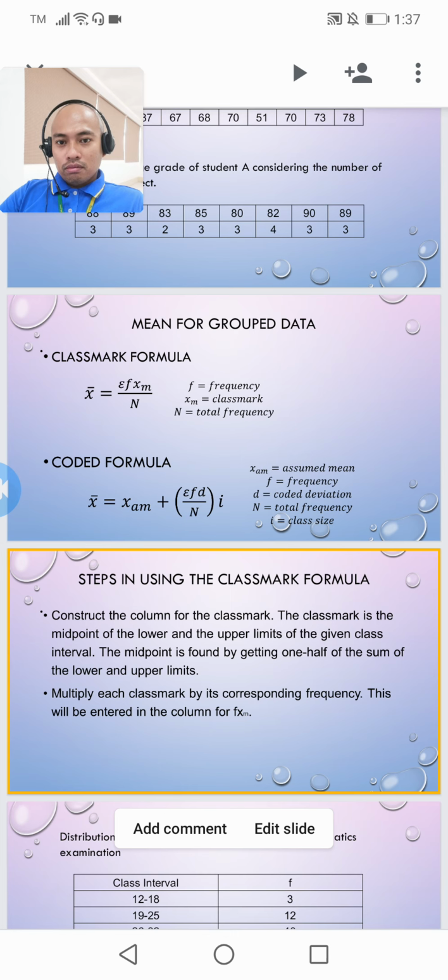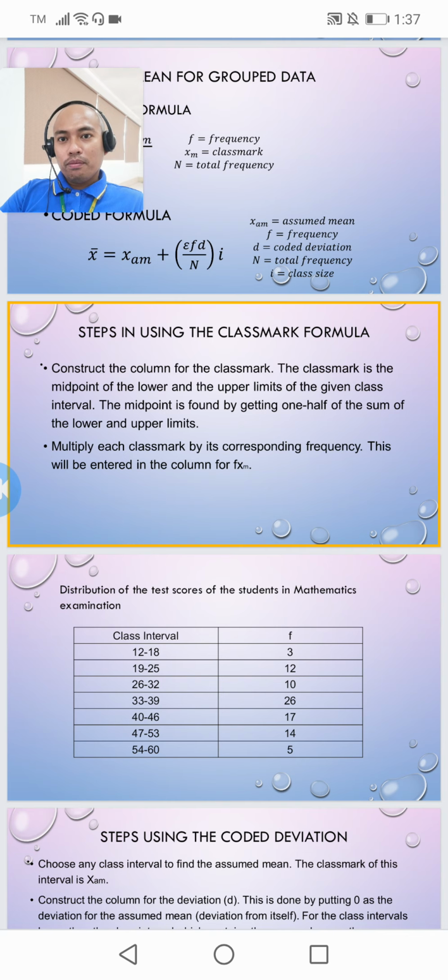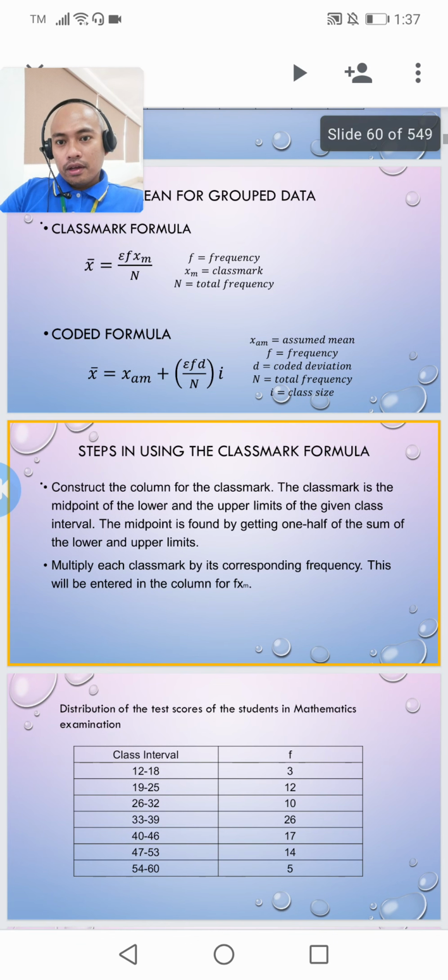Going back to the Classmark formula, to be able to use it, we need to follow two steps. First is to construct the column for the Classmark. I hope you can still remember how to construct the column for Classmark. The Classmark is the midpoint of the intervals, found by getting 1/2 of the sum of the lower and upper limits. So alam nyo na yan. We have already discussed it when we talked about the process of constructing the frequency distribution table.